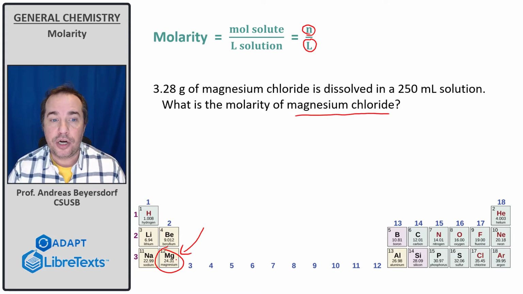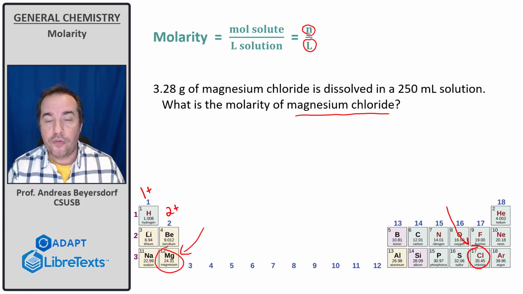Magnesium is over here in the second column. Chlorine is on the right-hand side of the periodic table. Based on where they are in the periodic table, we have something over on the left and something on the right. That means we're likely to form an ionic compound.